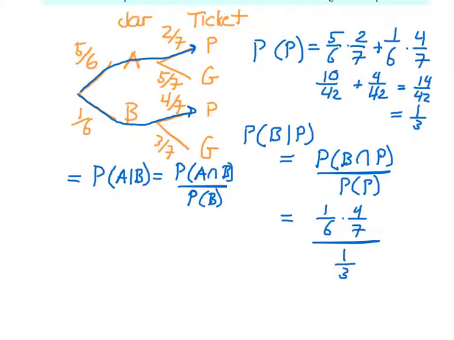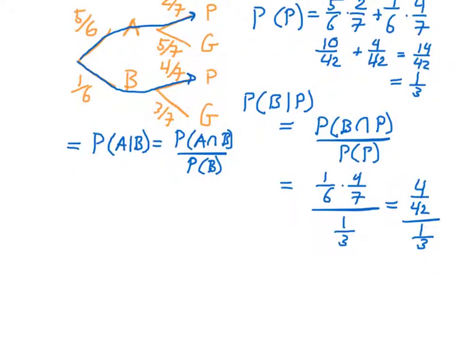So I can do some simplification here, and I'm going to get 4/42 divided by 1/3. Well, remember, dividing by a fraction is the same thing as multiplying by its reciprocal. So I'm really going to get 12 over 42, which simplifies to 2/7. And this is the probability that the jar chosen was B, given that the ticket was pink. And again, we probably wouldn't have gotten that just by looking at the numbers here, so that's when we need to use this equation.